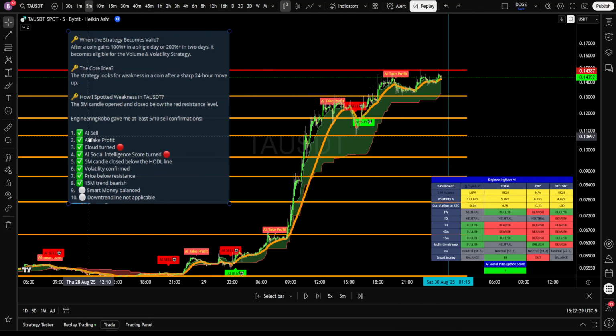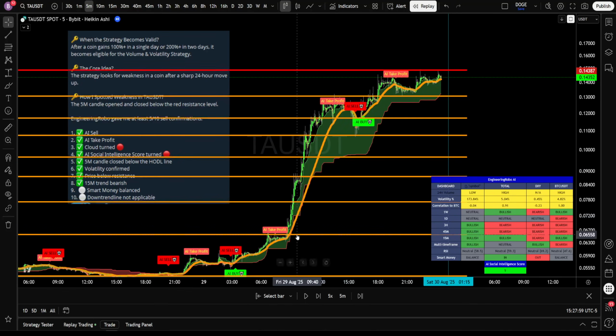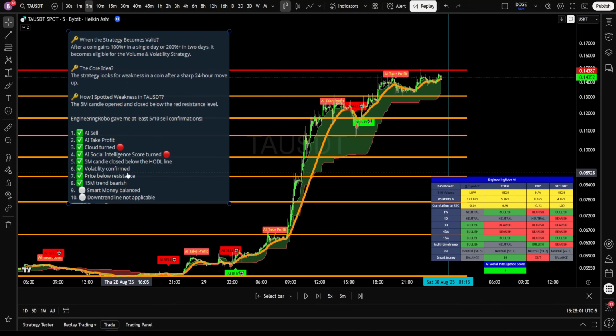So we need, and this is going to go along with what we talked about just now with spot trades, it's just on a much lower time frame. So when we feel like it's time to take spot trade profits, we need things like an AI sell, an AI take profit, cloud turning red, AI social intelligence score turning red, things like that. So those are going to be familiar to you already. But there's some other things to add to it on a lower time frame. So the 5-minute candle has to close below the HODL line, which is this orange line right here. I'll show you more of that in a second.